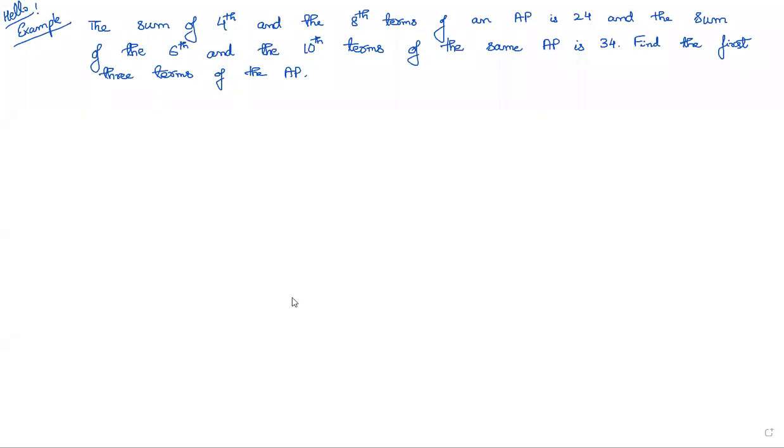So this question states that the sum of the fourth and the eighth term of an AP is 24. That is, the fourth term plus the eighth term, T4 and T8, is summating to how much? 24. And the sum of the sixth term and the 10th term is summating to 34. That is, T6 plus T10 is summating to 34.